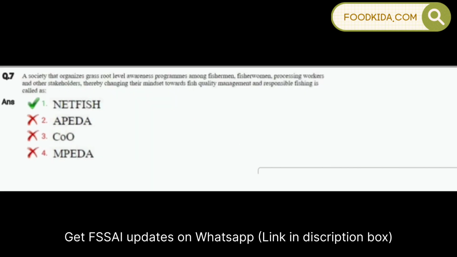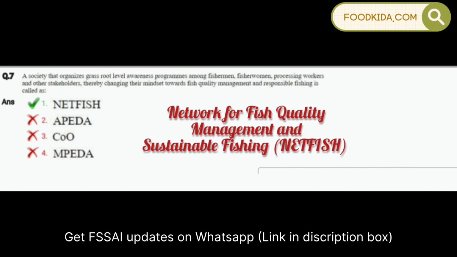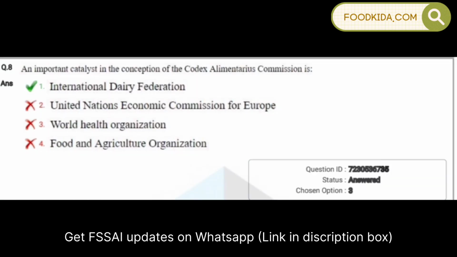Now, a society that organizes grassroots level awareness programs among fishermen, fisherwomen, processing workers and other stakeholders, thereby changing their mindset towards fish quality management and responsible fishing, is called NETFISH. Next question: an important catalyst in the conception of the Codex Alimentarius Commission is the International Dairy Federation. So the important catalyst in the conception of Codex is the International Dairy Federation.